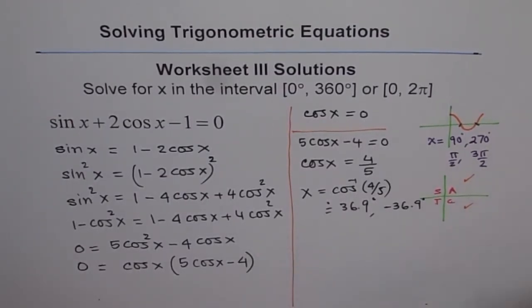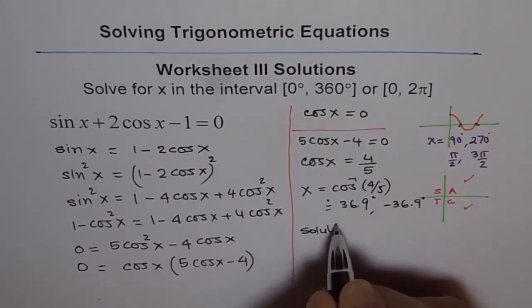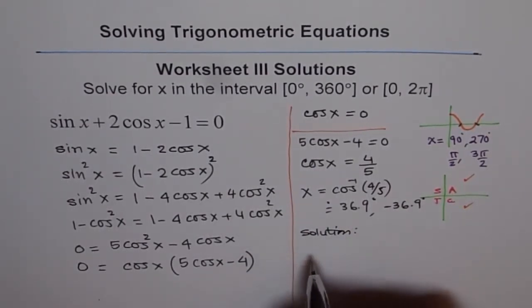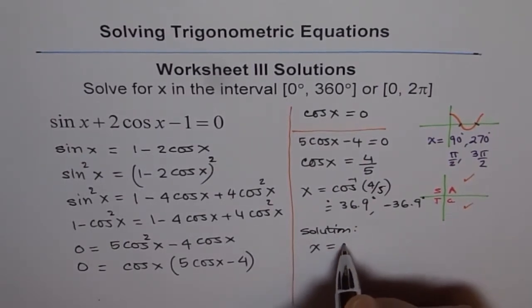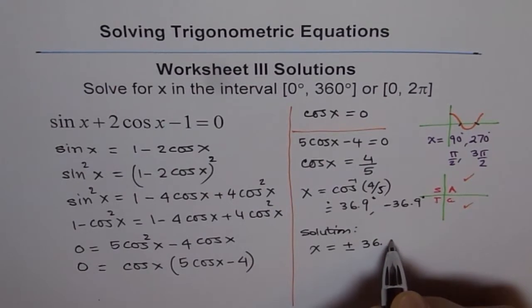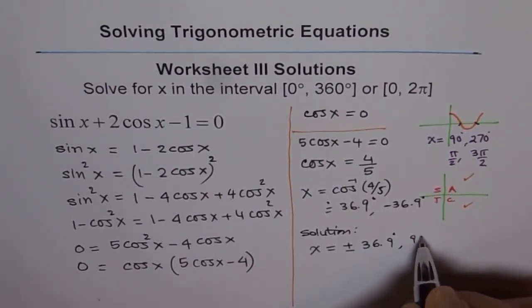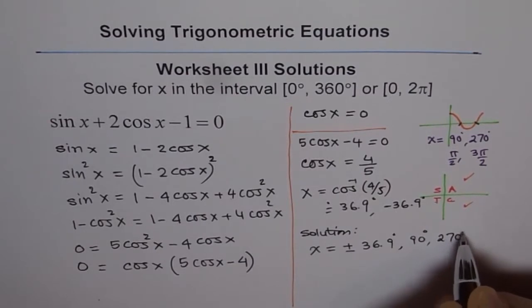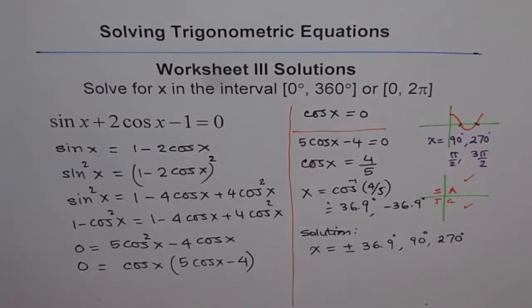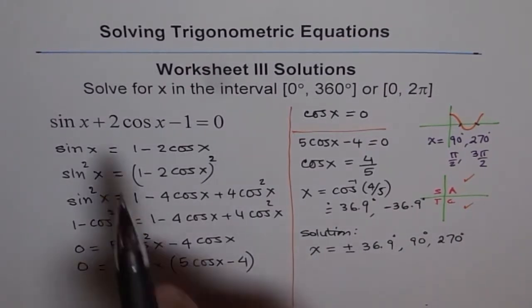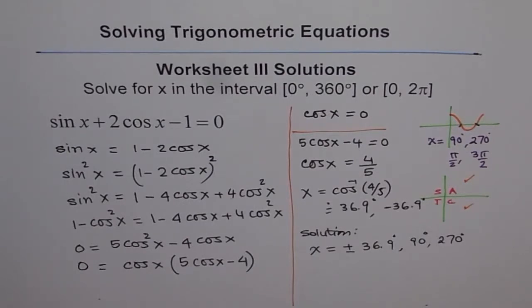So my solution here is, I'll write the solution, this time using plus and minus. So we have x equals plus and minus 36.9, writing in one decimal place, or 90 degrees or 270 degrees, right? But is it the real solution? That is what you have to check. To check this, you have to plug in the values here. You remember that we incorporated an error by squaring both sides. So now let's check this answer. After all, which ones are the right answers for us?